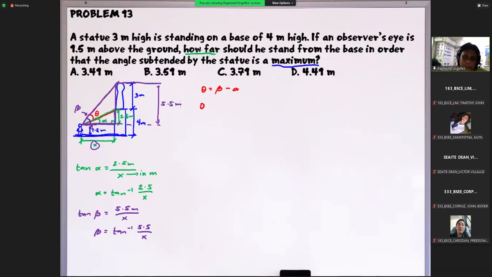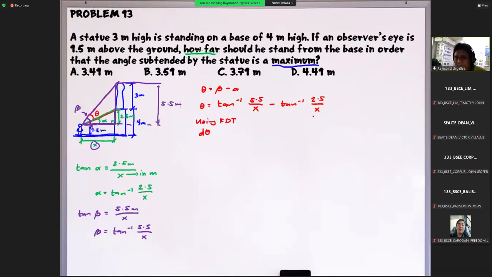So our theta is equal to arctan of 5.5 over x, minus arctan of 2.5 over x. Okay? Nakuha ba? So therefore, since we want to maximize yung theta, we will use the first derivative test.